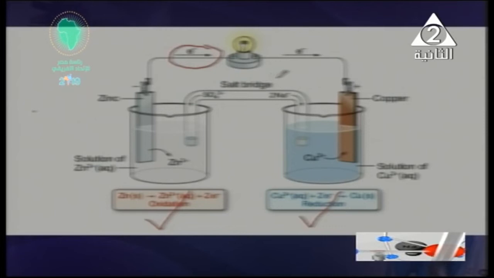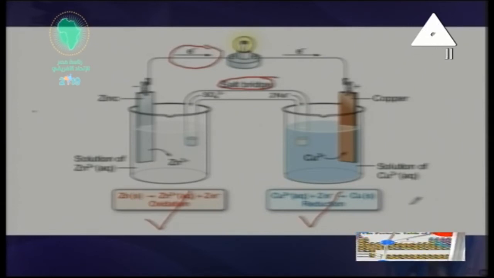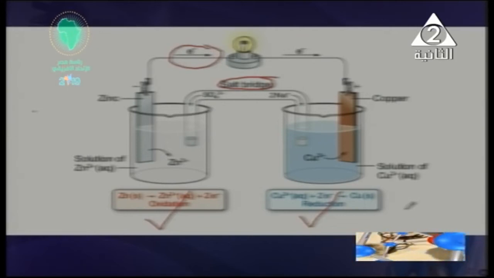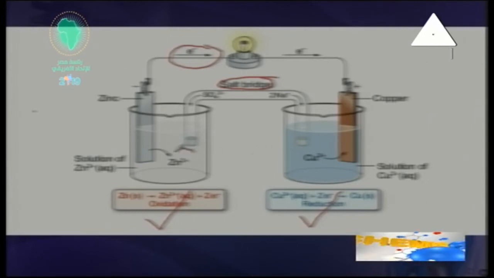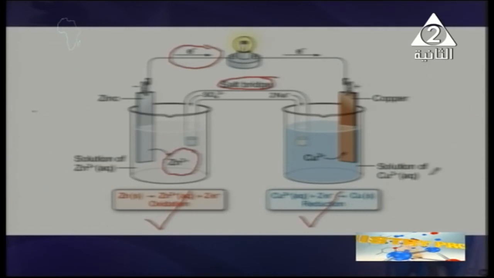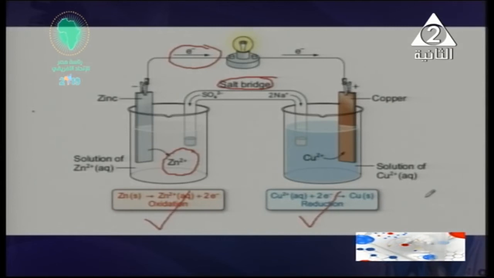Why? Because zinc loses electrons and the electrons arise on zinc. Zinc takes a negative sign because it is a source of electrons. Zinc loses electrons and the electrons move from zinc to copper. The zinc electrode becomes the negative electrode, the anode. Oxidation takes place on the anode, while reduction takes place on the cathode.